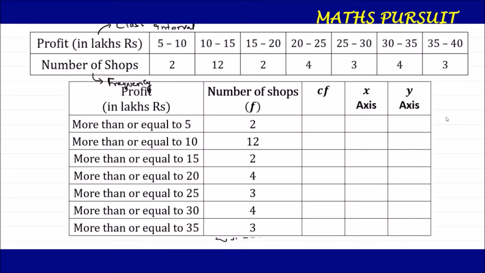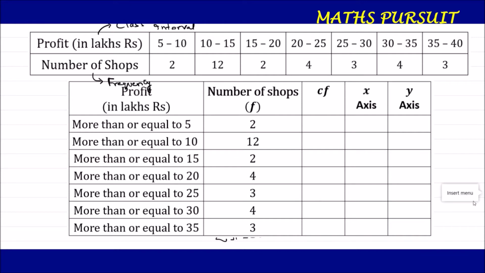Now we need to calculate the cumulative frequency, but here the cumulative frequency calculation is a little bit different. Try to understand the fundamental behind this so that it will be easy for you to calculate the cumulative frequency. Here the first item, which is 5 to 10, we have written more than or equal to 5. So more than 5 or equal to 5.